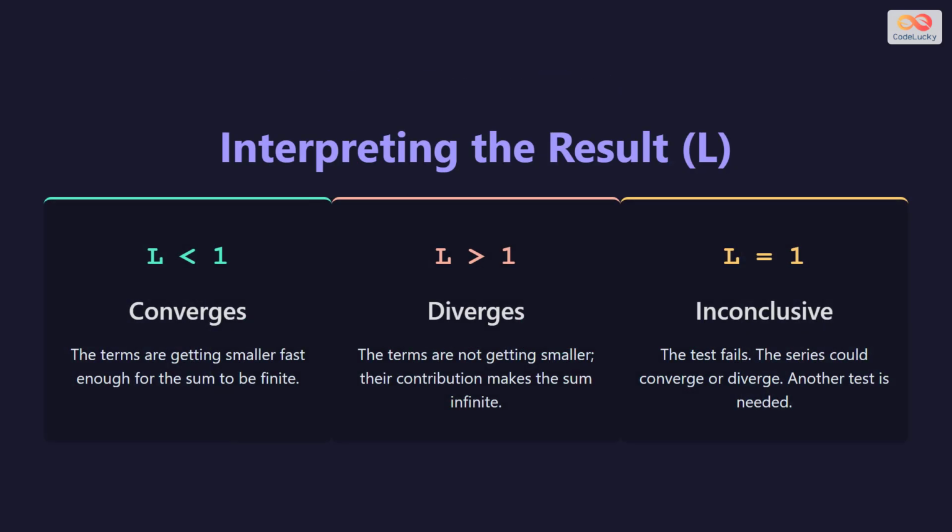After you calculate the limit L, there are three possibilities. If L is less than 1, the series converges. This is the main case we're focusing on. If L is greater than 1, the series diverges. And if L is exactly equal to 1, the test is inconclusive. This means the ratio test can't give you an answer, and you have to try a different method.